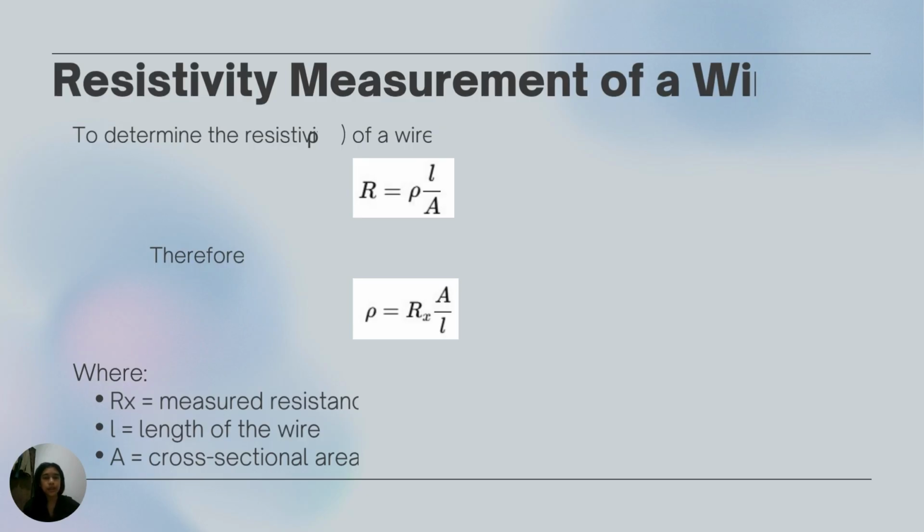Next, resistivity measurement of a wire. Once the unknown resistance Rx is found, we can also determine the resistivity of the wire. Resistivity, or ρ, relates resistance to the wire's length and cross-sectional area. Using the formula ρ equals R times A divided by L, we substitute the measured resistance, the length of the wire, and its cross-sectional area. This allows us to find the material's resistivity, which tells us how strongly the material resists electric current.